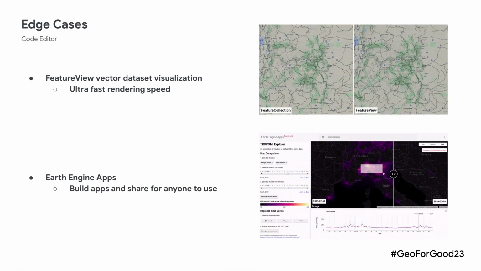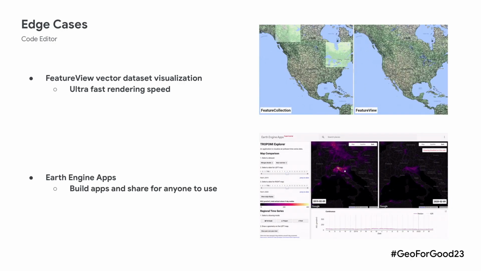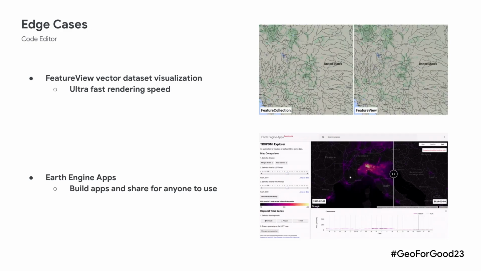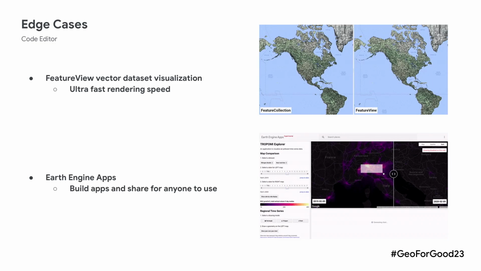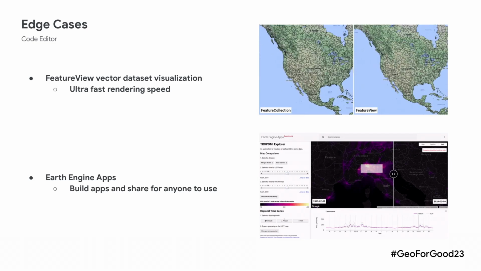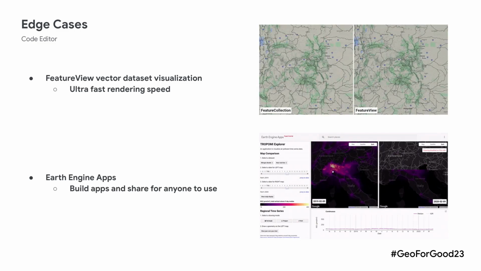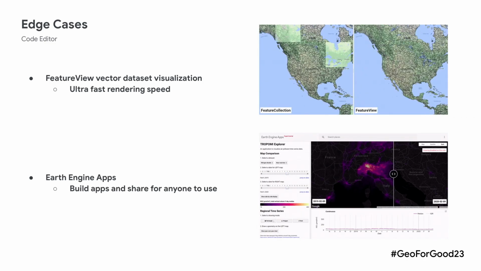And then we also have Earth Engine apps, which allow you to script a UI, display data, maybe do some kind of analysis, and then publish this app, which is hosted by Earth Engine on Google servers. And you can share this app's URL with anybody. They don't have to have an Earth Engine account, and they can explore your data and run maybe a short analysis.